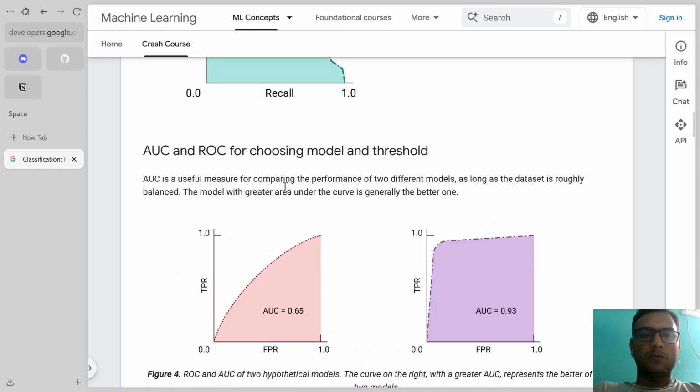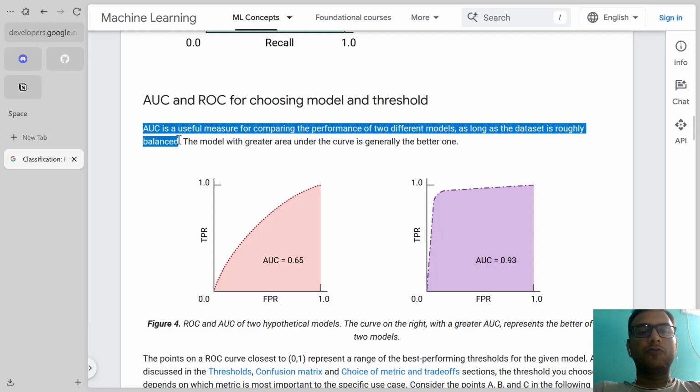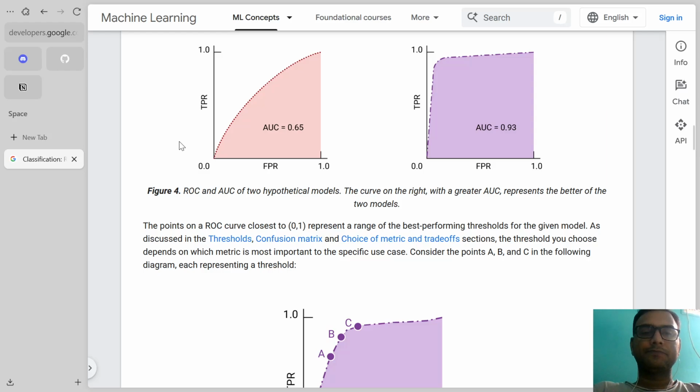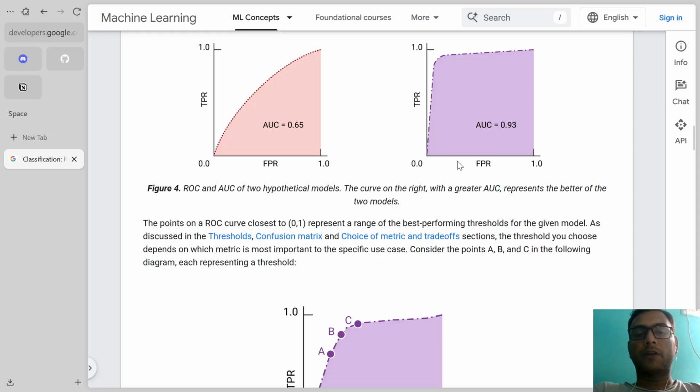Okay, moving on. AUC and ROC for choosing a model and threshold. AUC is a useful measure for comparing the performance of two different models. As we explained, AUC is a useful metric when we want to compare the performance of two models, but only when the data set is balanced. So this is a comparison of two models. This is the first graph of AUC, and this is the second one. The ROC and AUC are for two hypothetical models. The curve on the right with greater AUC represents the better model. So this is a better curve. It represents better model performance.